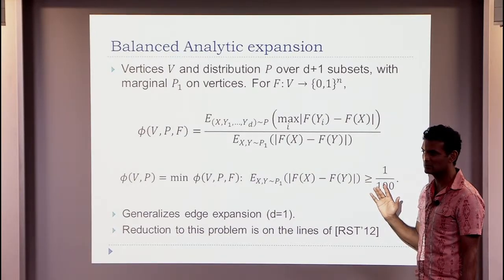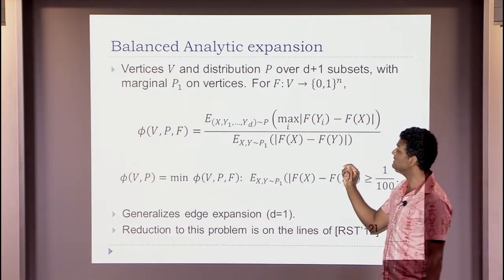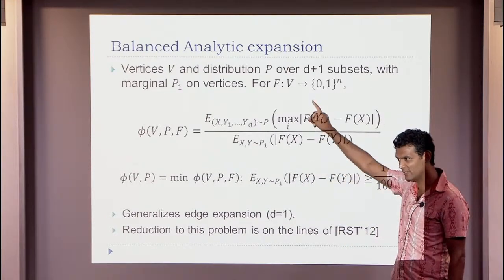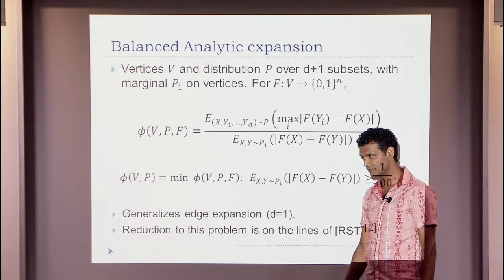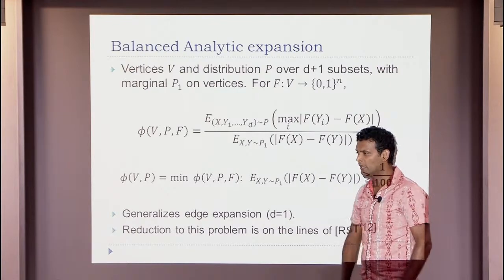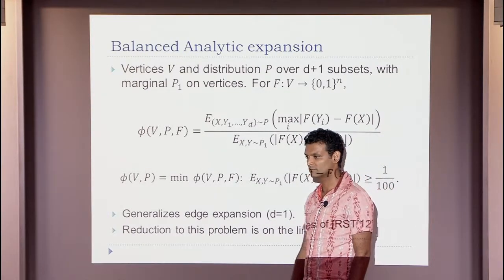So P1 is the distribution over single vertices, and x and y are picked independently from it. P2 is the distribution over pairs induced by this distribution of tuples. And what do you mean by induced by? That you pick a d plus 1 tuple and then you pick 2 random elements of it. Exactly.